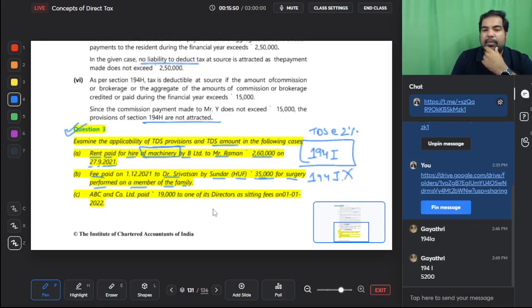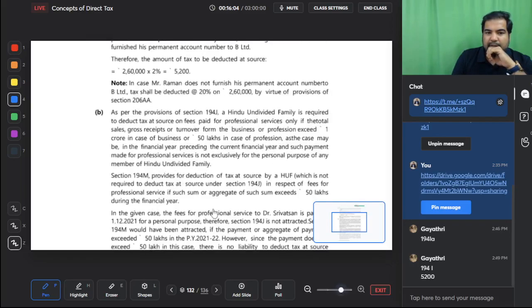And ABC and company paid 19,000 to one of its directors as sitting fees. Again guys, 194J, but here the limit is 30,000. The limit does not apply to directors' sitting fees, and hence TDS at the rate of 10% will have to be deducted. So guys, this is the answer.